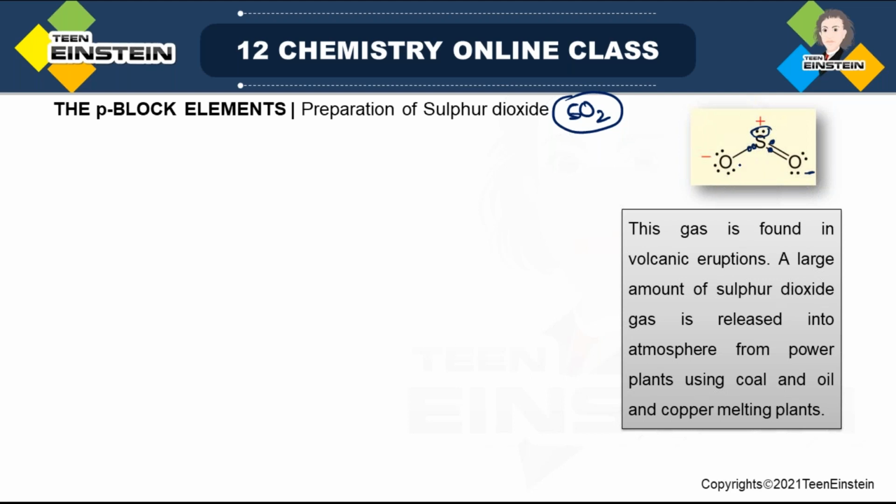That means both the electrons in this bond are given by sulfur. So that is why sometimes this type of arrow is also used. And as oxygen is gaining electrons, that is why there is a negative sign, and sulfur is giving electrons, that is why there is a positive sign. This gas is found in volcanic eruptions. A large amount of this gas is also released into the atmosphere from power plants, when coal and oil are used, and from copper melting plants. This is how sulfur dioxide is naturally present in the atmosphere.